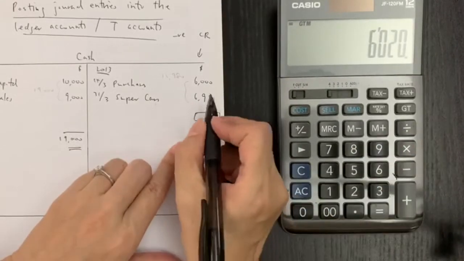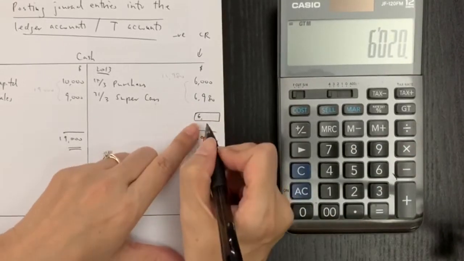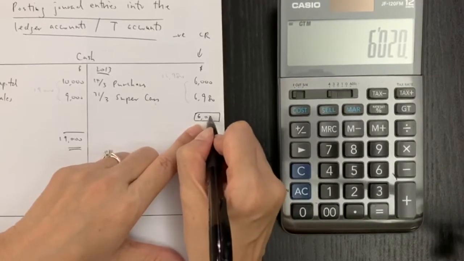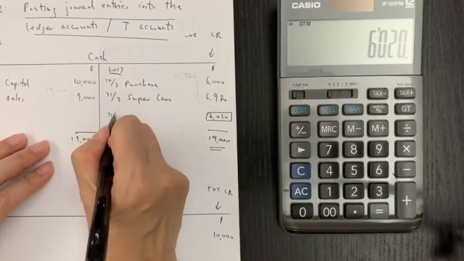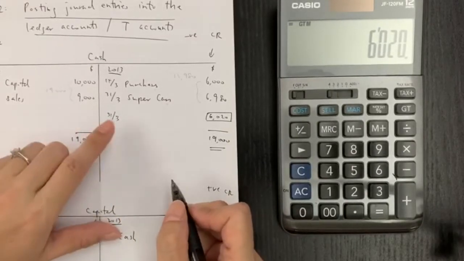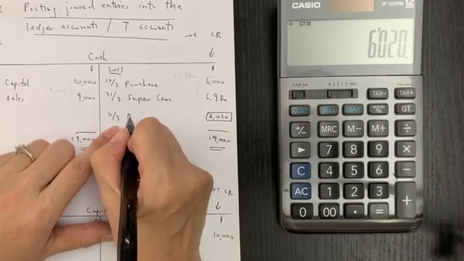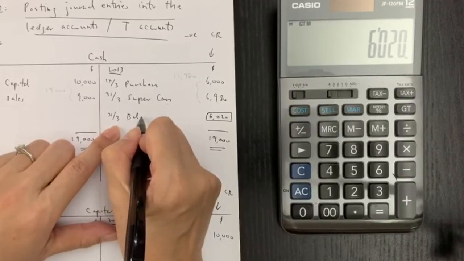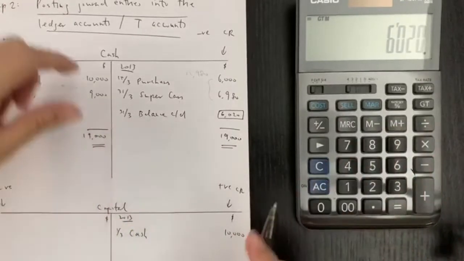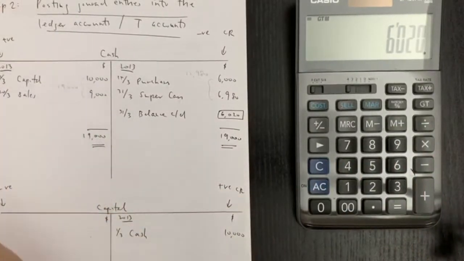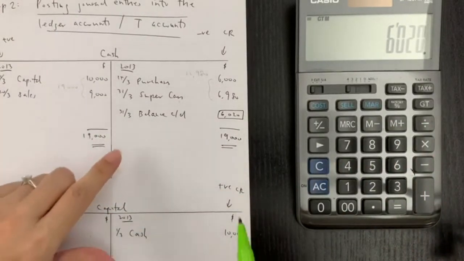So therefore, I have to add or insert 6,020, and then to close it, the date should be the last day of March. Okay, and here is my balance carry down. Okay, so this is how we close the T accounts here.